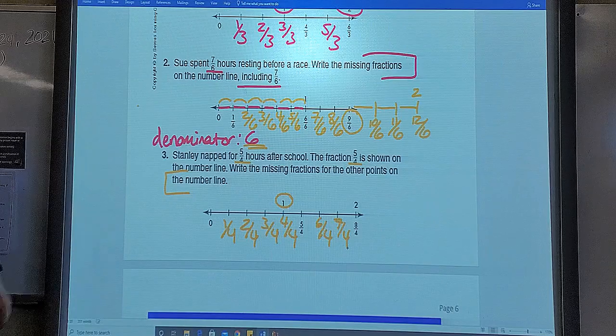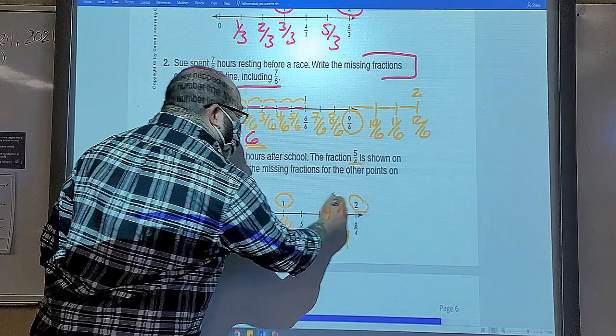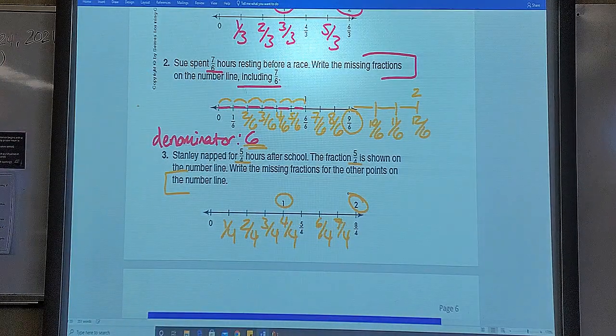8/4 is equivalent to what? Schmidt? What number is the 8/4 under? Look at your page. Look directly up from where it says 8/4. 2. 8/4 is 2 wholes. You can see that because 4/4 is 1 whole, and now you just have 2 4/4, which means you have 2 wholes.